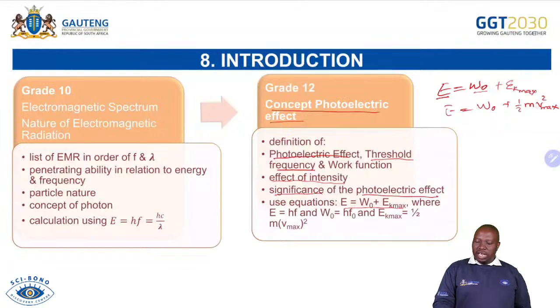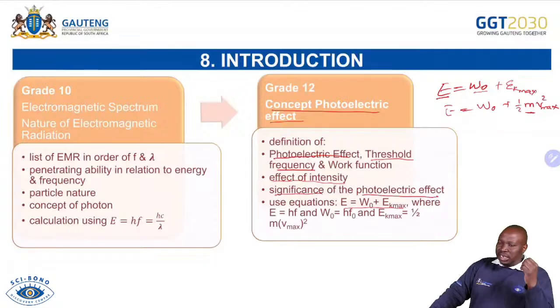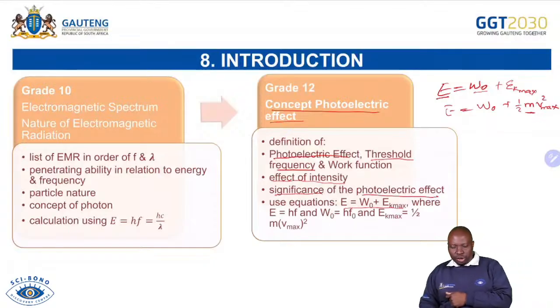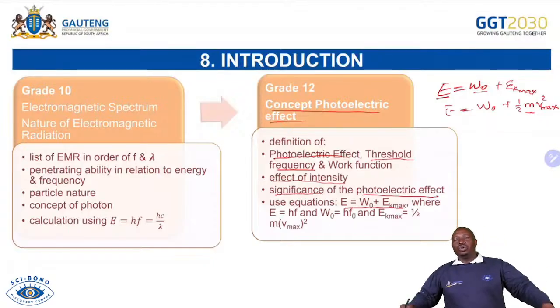You may be asking yourself, where will I get the m from? m is a constant, the mass that is given in the data sheet. You just have to go and look for the mass of an electron, which remains constant, and then you are able to do the substitution. So we are hoping that this is what you are going to do as we will be doing questions, and it will help us as we move forward.